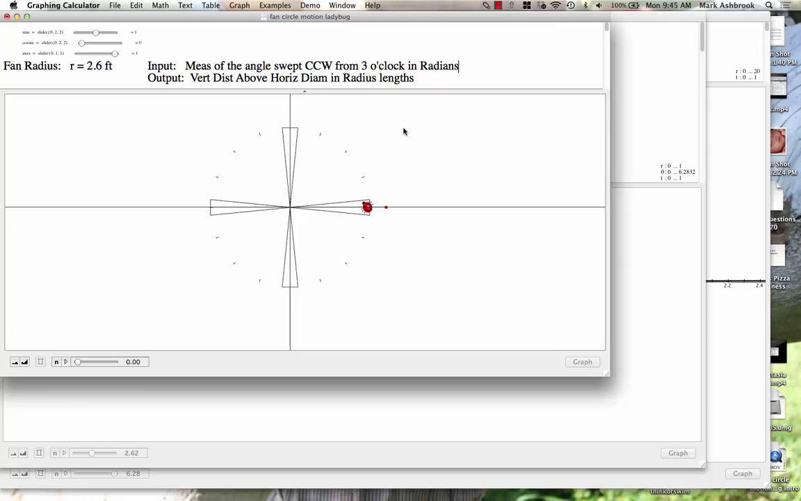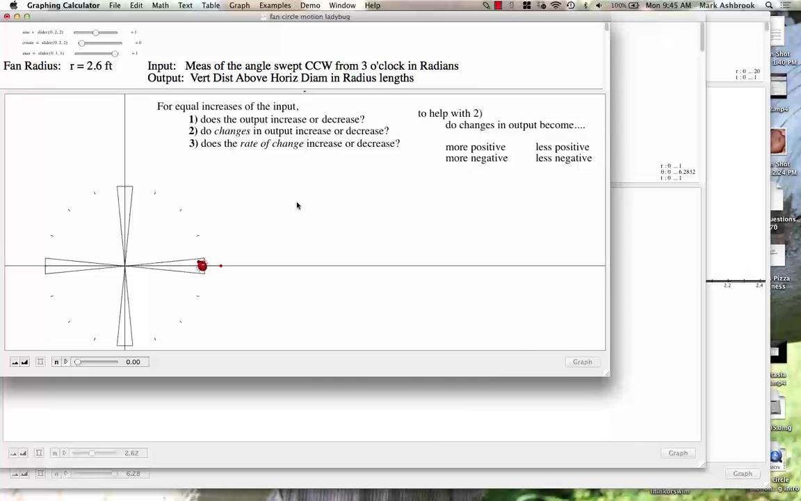Then we compare each change, right? We look at each change and we say, how does the current change compare with the previous change? Is it bigger? Is it smaller? Is it the same? Are these changes increasing? Are the changes staying the same? Are the changes decreasing? And then from that, we can talk about the rate of change.